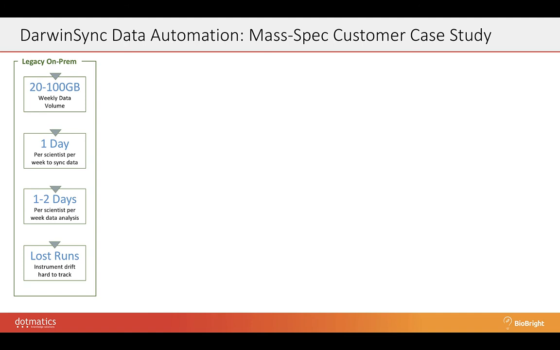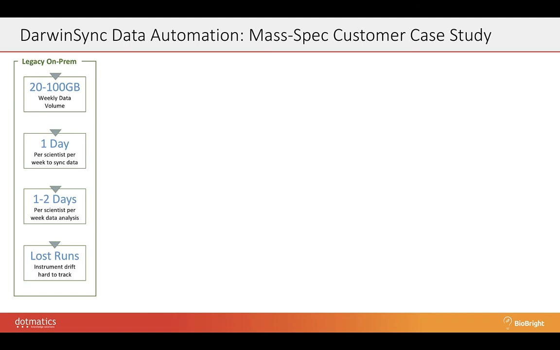The example relates to the collection and monitoring of mass spec data in a core facility. The company was generating between 20 and 100 gig of data a week, and they had a legacy on-premise solution to store and analyze the data. And it was then taking every scientist in that team one whole day a week just to gather up and load their data into the solution, and then a further 1 to 2 days to analyze the data.